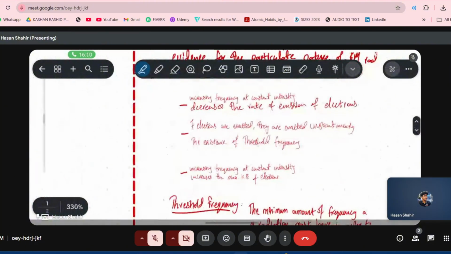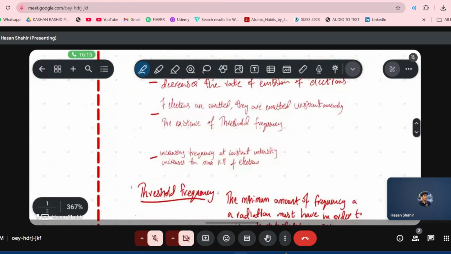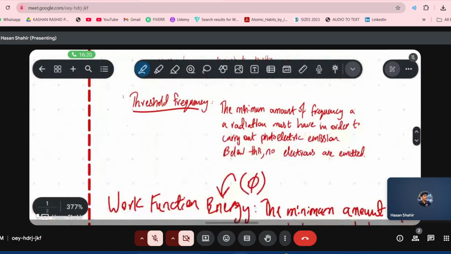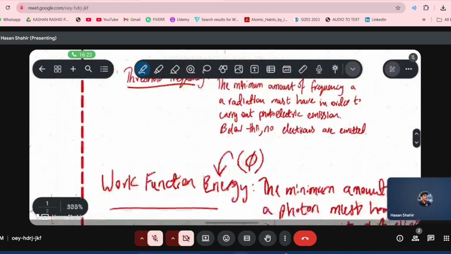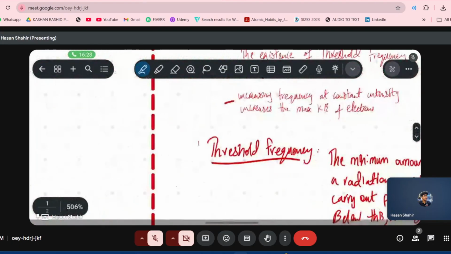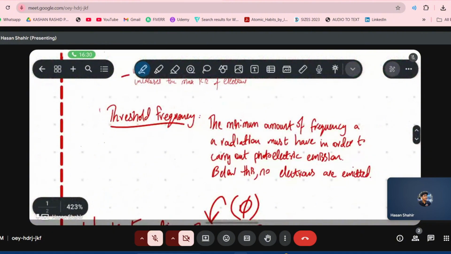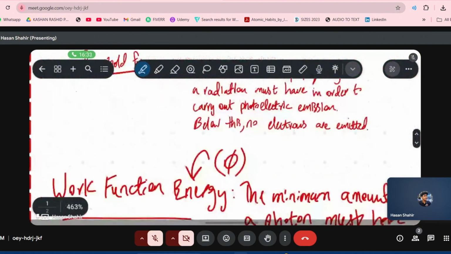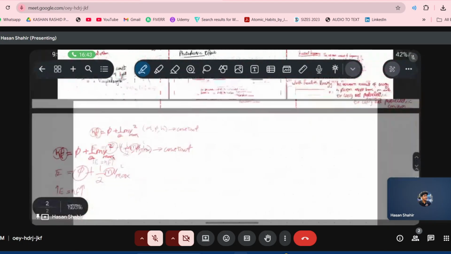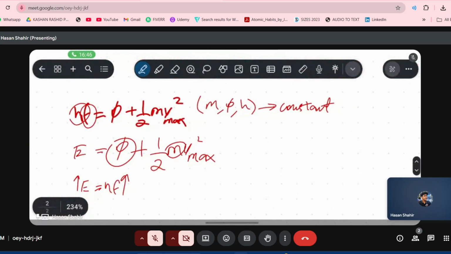Observations: frequency is the main factor for the emission of electrons. The higher the frequency, the more kinetic energy of the electrons. Threshold frequency is the least frequency needed. And there's another term, the threshold wavelength, which is basically the longest wavelength needed to carry out photoelectric emission. Work function energy is the minimum amount of energy a photon, meaning the electromagnetic radiation, must have in order to carry out this experiment. And then we went over these formulas.